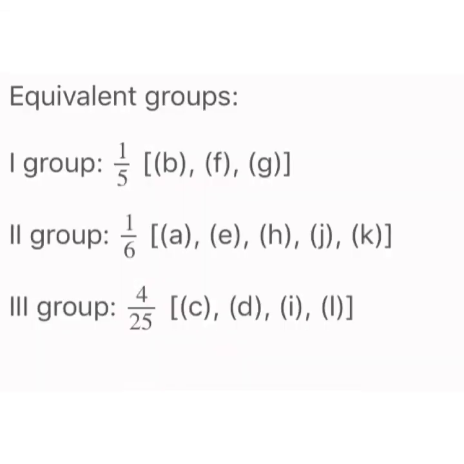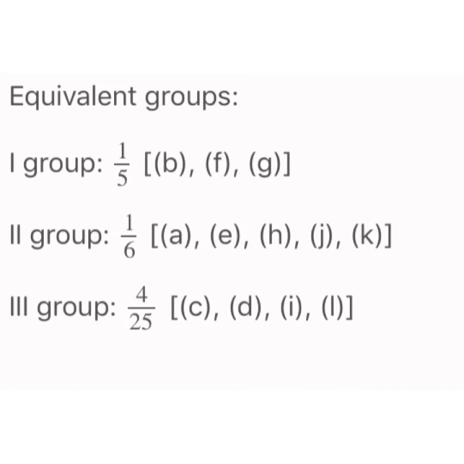Now children, we have to make groups of equivalent fractions. So the groups are: group 1, it is 1 by 5. That means the fractions which are equivalent in this exercise are 3 by 15, 15 by 75 and 12 by 60. All these fractions are equal to 1 by 5. These are equivalent fractions. Now group 2, the fractions which are equal to 1 by 6 are 2 by 12, 10 by 60, 16 by 96, 12 by 72 and 3 by 18. All these fractions are equal to 1 by 6.